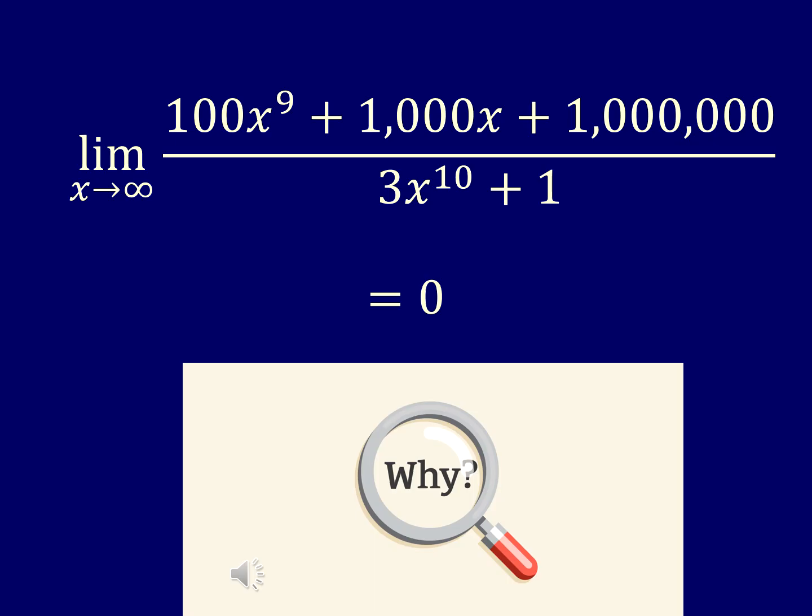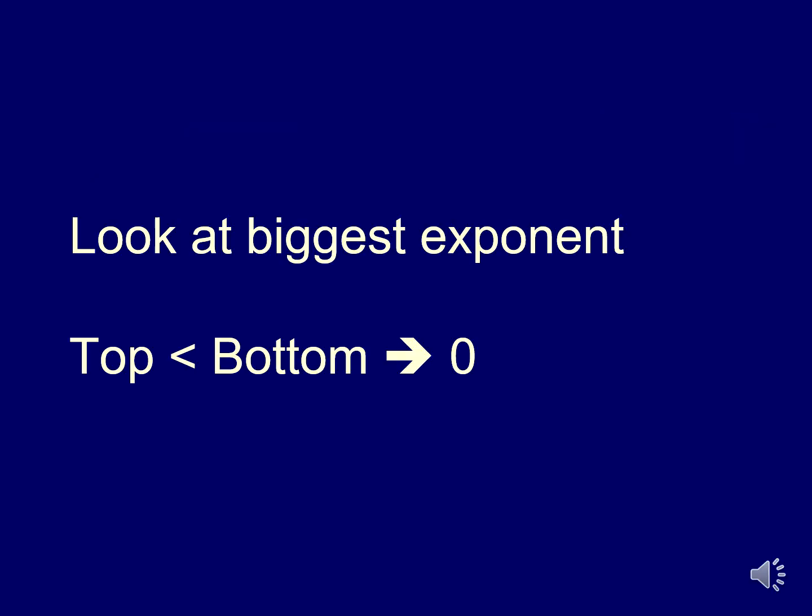Here, we'd have a fraction that has a bigger number on the bottom than it does on the top, like 2/7. Well, that's a small fraction, and as you make that bigger and bigger on the bottom, it's going to get closer and closer to 0. So the first big thing to remember is look at the biggest exponent, top and bottom. If the top's less than the bottom, your limit is 0.